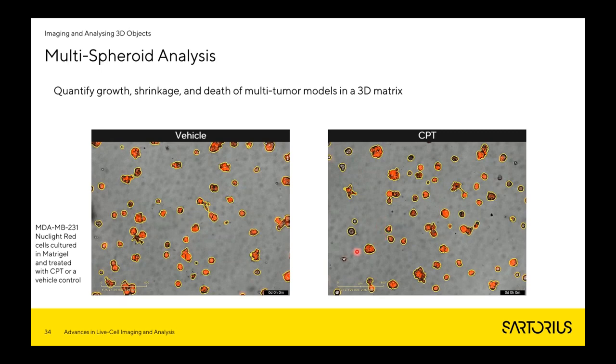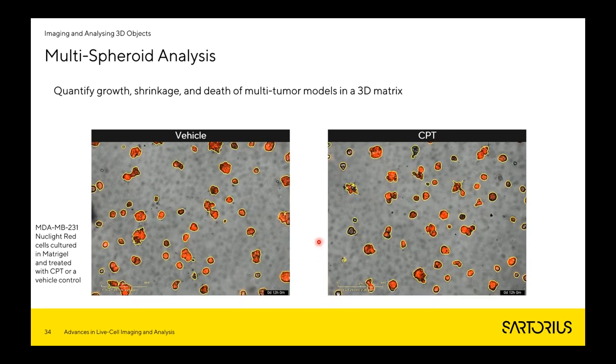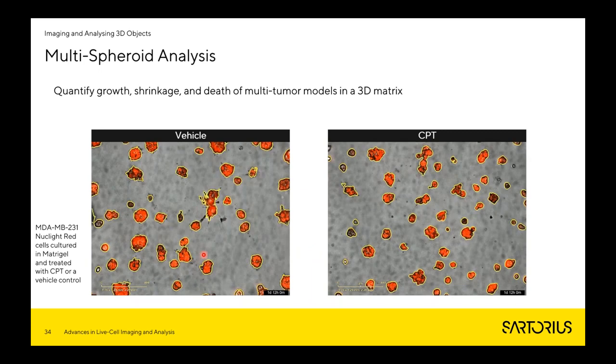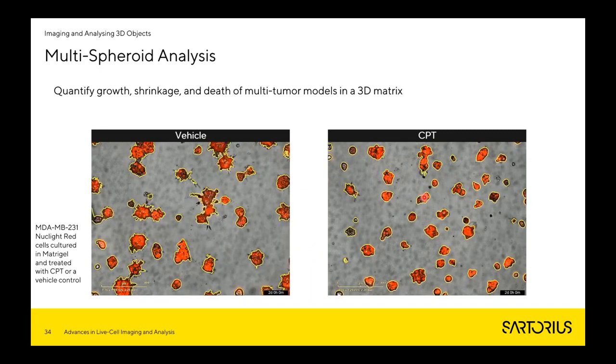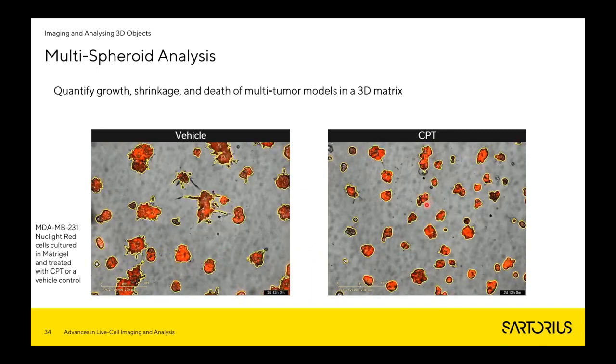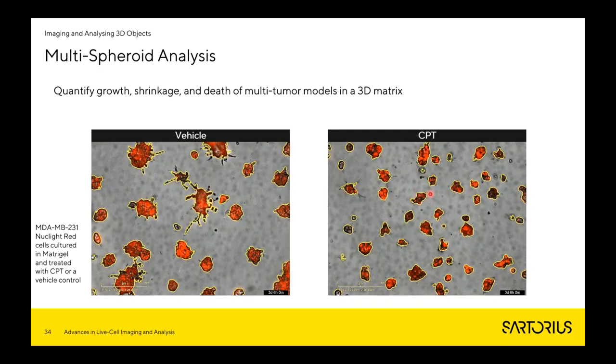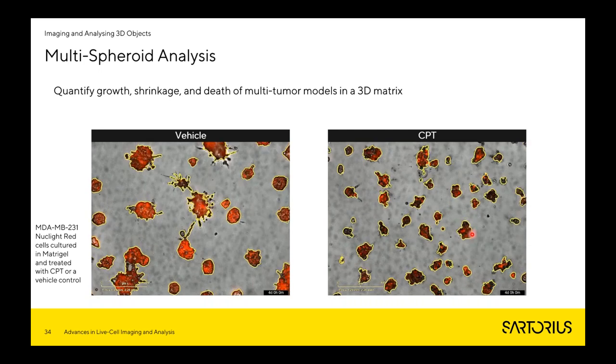Now, if we were to just assess bright field imaging there, we might not get as much information from that assay. However, by utilizing the nuclear transduction and assessing viability, what we can see is that the vehicle control increases in size and also increases in red fluorescence intensity. Conversely, with the camptothecin treated, we don't see that same increase in intensity, and actually we do see a drop off in signal intensity. So it's clear that these multispheroids are being killed by the drug treatment.